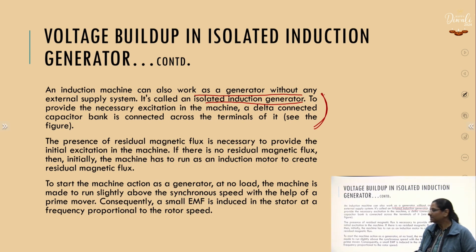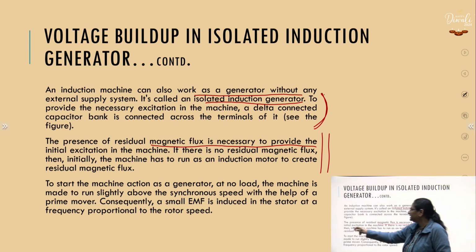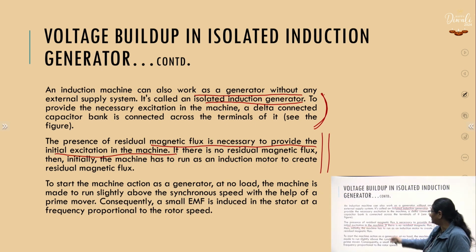Now, as I told you earlier, the presence of residual magnetic flux is necessary to provide the initial excitation in the machine. So, if there is no residual magnetic flux, then initially we have to operate the machine as an induction motor so that some magnetic flux is retained while converting the operation of the induction machine from induction motor mode to the self-excited generator mode.